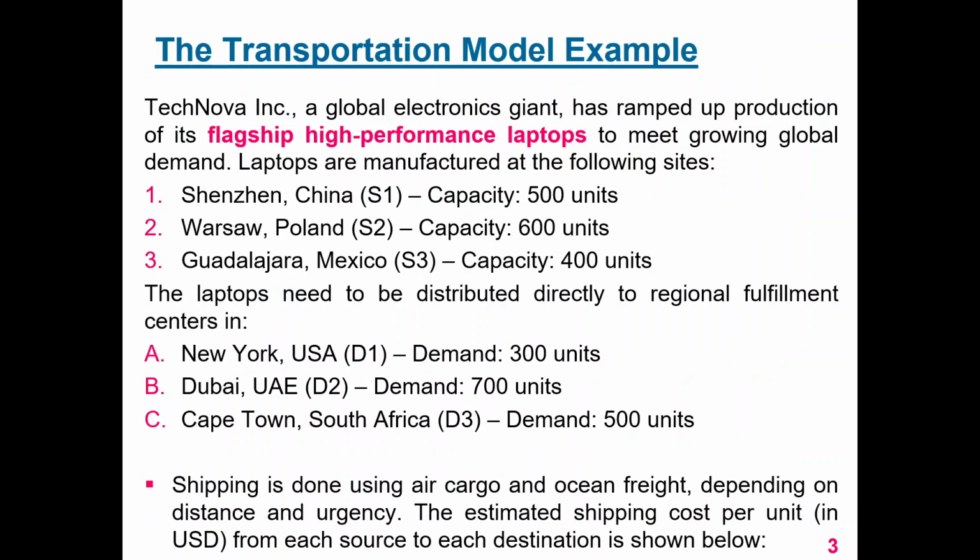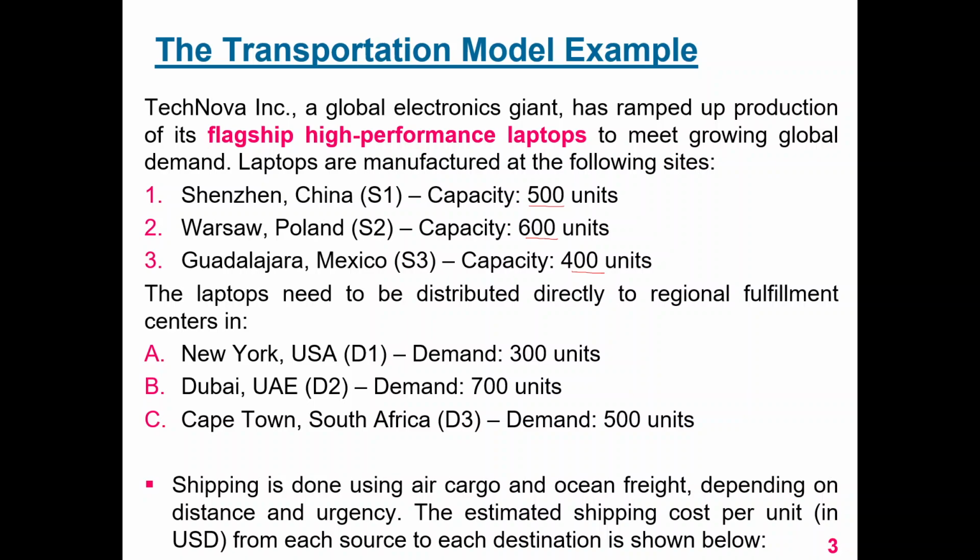So let's have a look at an example to understand these concepts. We have an example of an electronics company which has ramped up the production of its high performance laptops, and these laptops are manufactured at the following sites. The first is in China, the second is in Poland, and the third is in Mexico. Each production site has some capacity. For instance, China has a capacity of 500 units, Poland has a capacity of 600 units, and Mexico has a capacity of 400 units.